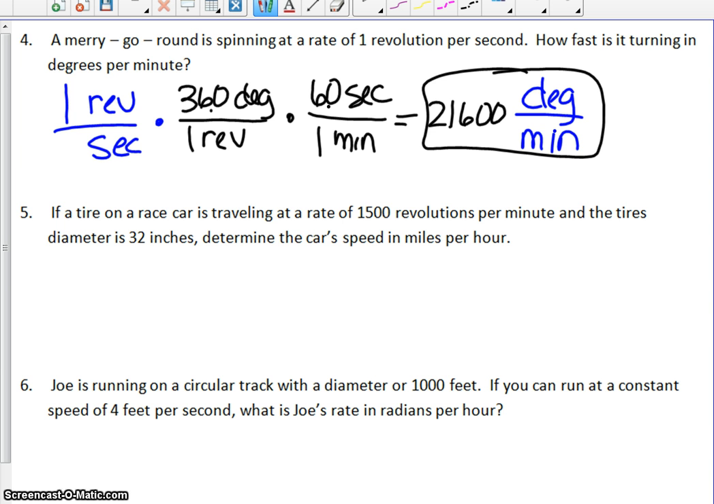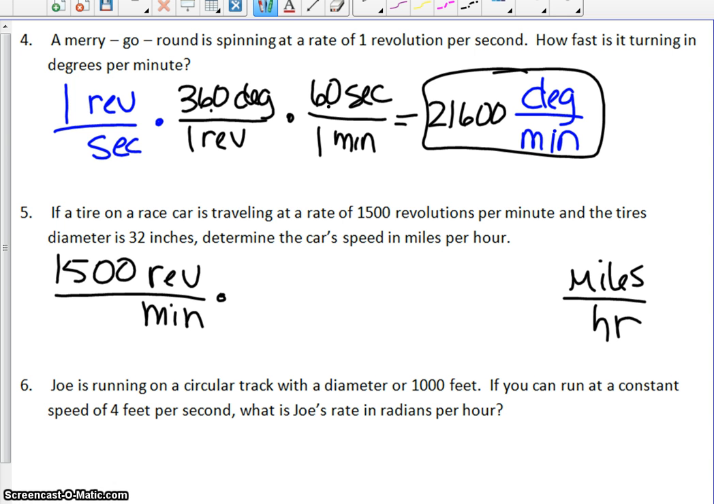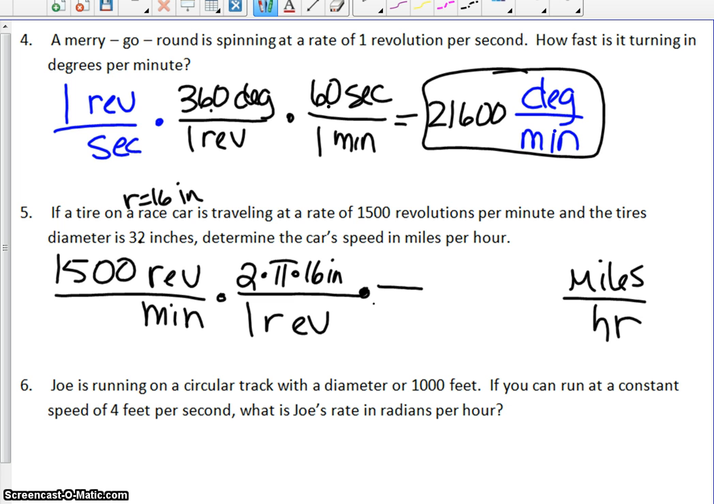Now number 5. If a tire on a race car is traveling 1,500 revolutions per minute, and we know a diameter, let's think about that. In the end, we want miles per hour. All right, let's go to revolutions to miles. Remember that a revolution is a circumference. If this is the diameter, the radius must be 16 inches. So my revolution is really 2 times pi times 16 inches. I need to turn inches into feet. I know that 12 inches is 1 foot.